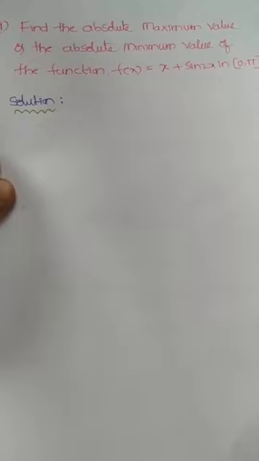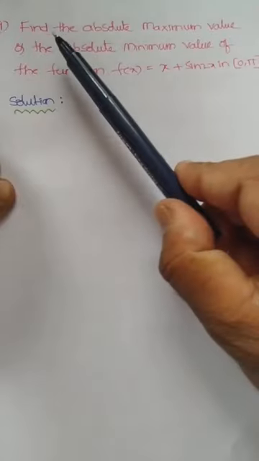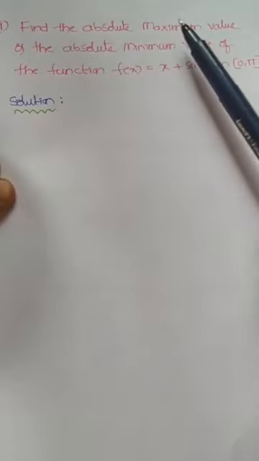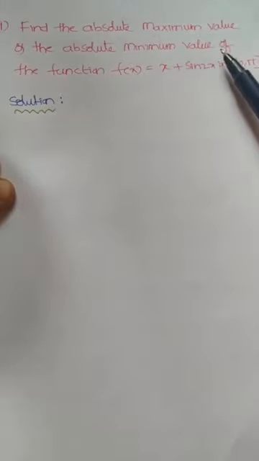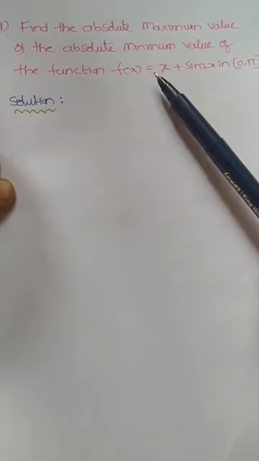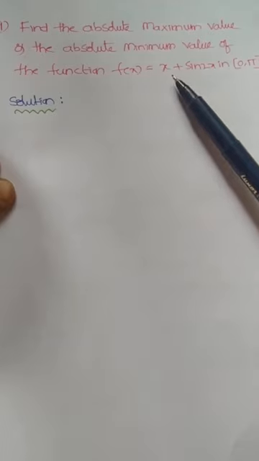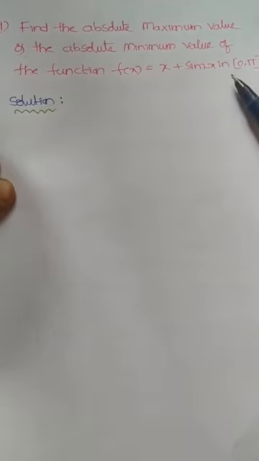On that regard, the first problem is: find the absolute maximum value and absolute minimum value for the given function f of x is equal to x plus sine 2x in 0 to pi. This is the question. We had solved this type of problem in our earlier classes. Now we are solving this problem.